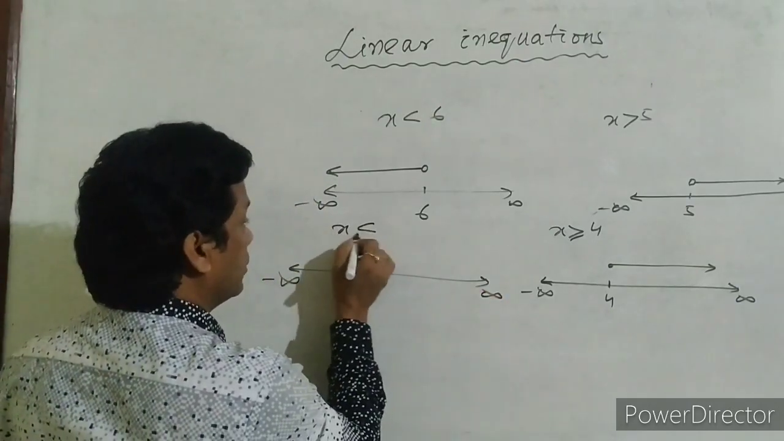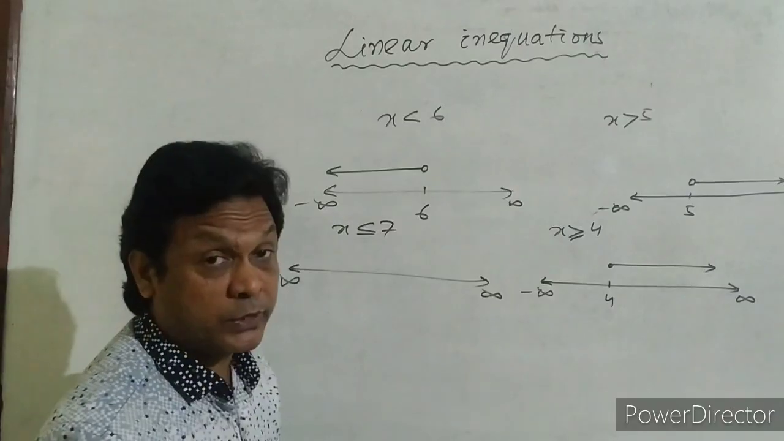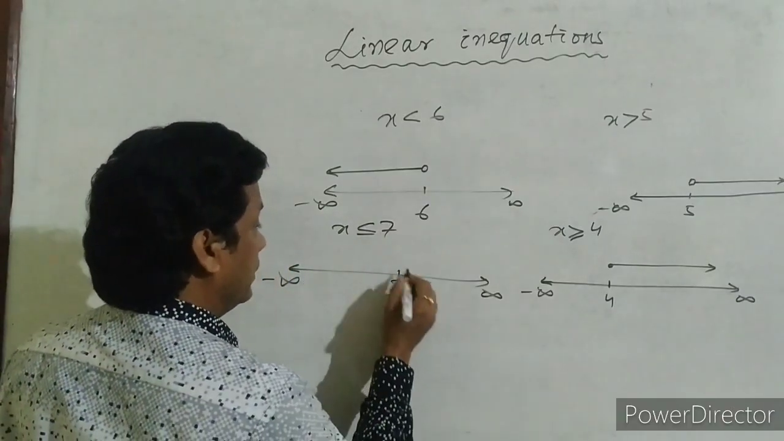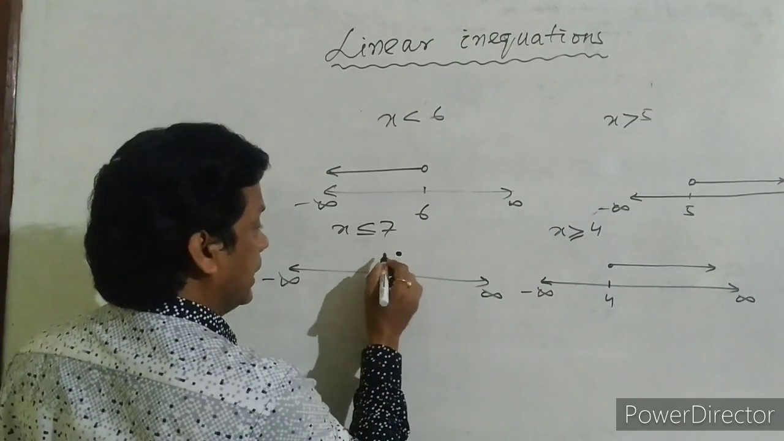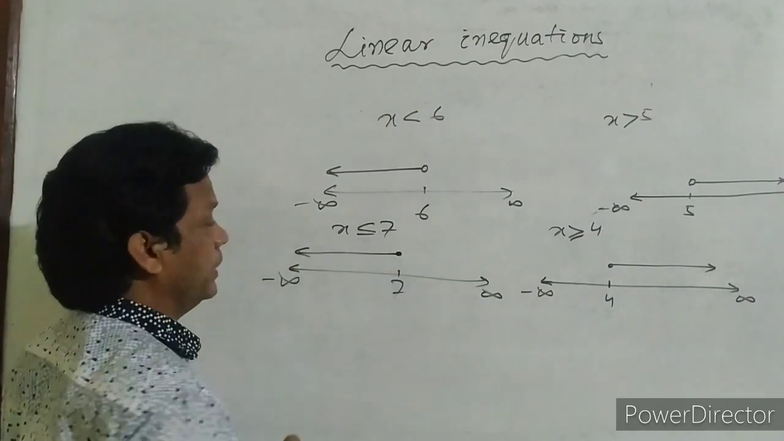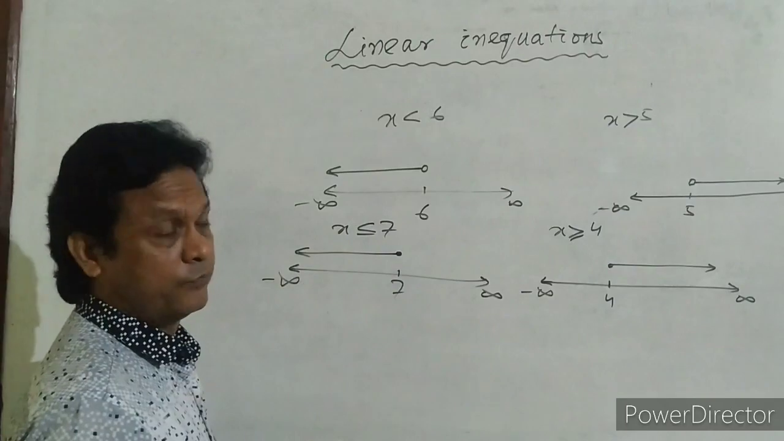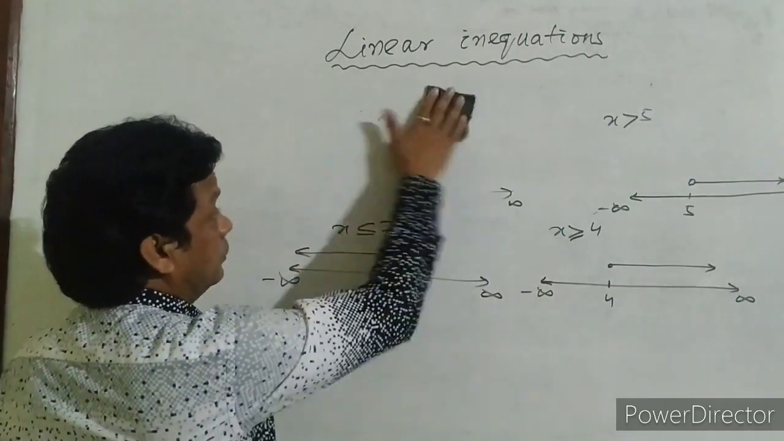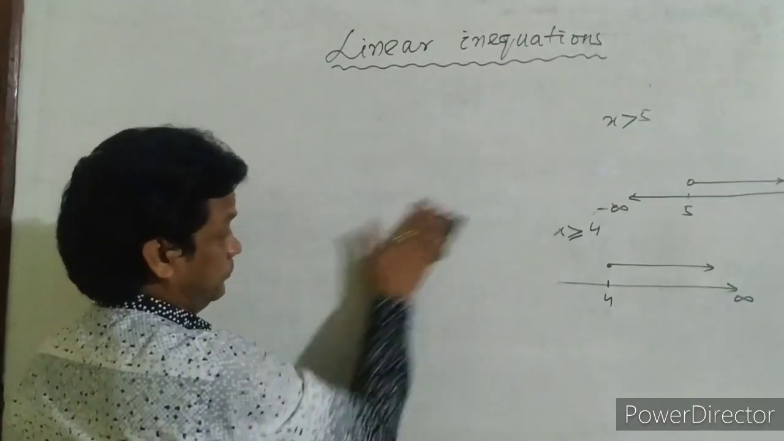Another example I am telling you: this is minus infinity, this is infinity. x is less than or equal to 7, you should read it like this: less than or equal to. So 7, and this you should take as a point and move towards the left, because there is a less than sign.